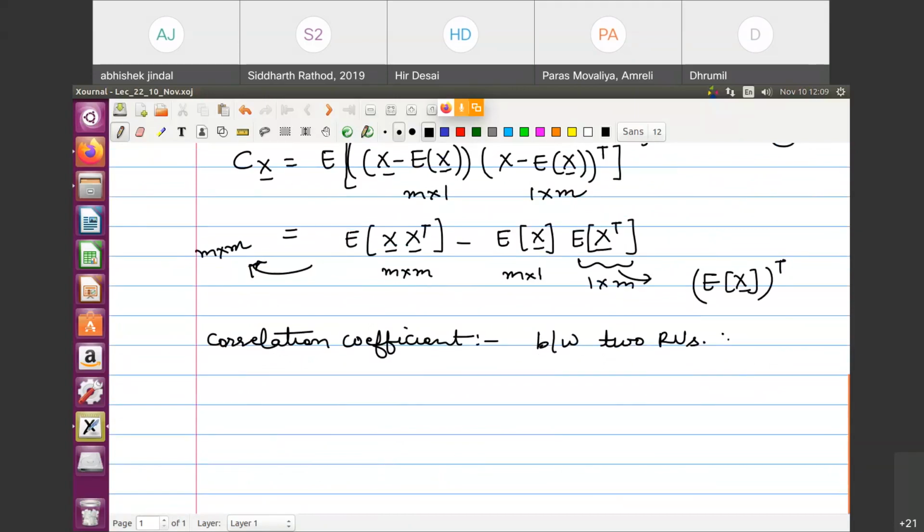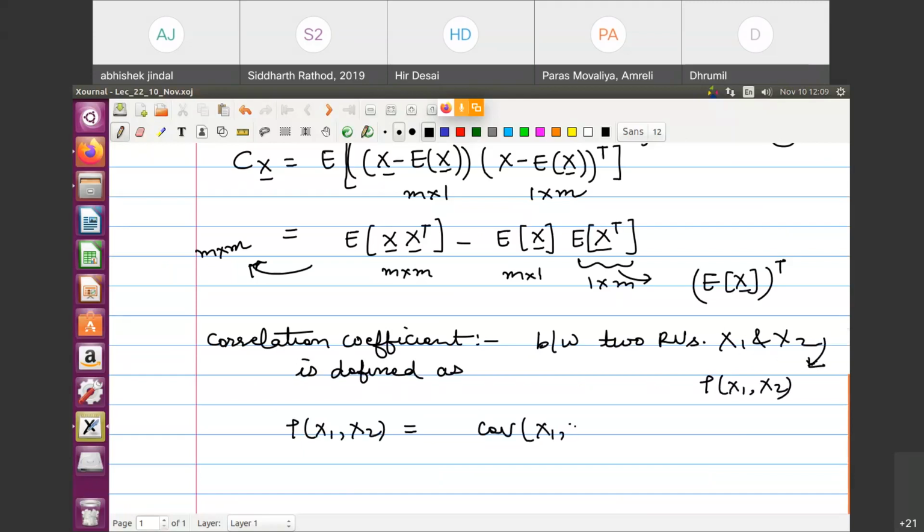The correlation coefficient between random variables x1 and x2, which I think you must have seen, is denoted as rho of x1 comma x2. One important thing about the correlation coefficient is that it is a dimensionless quantity, or rather, scale independent. Let us see how. It is defined as covariance of x1 comma x2 divided by the square root of variance of x1 into variance of x2.